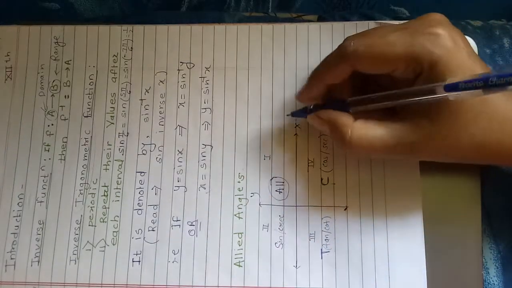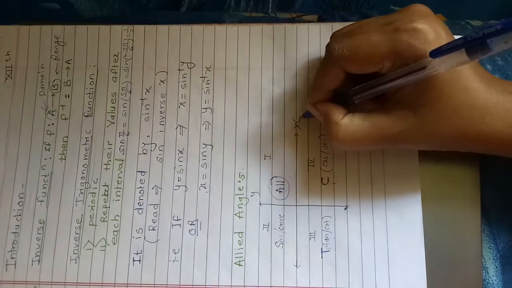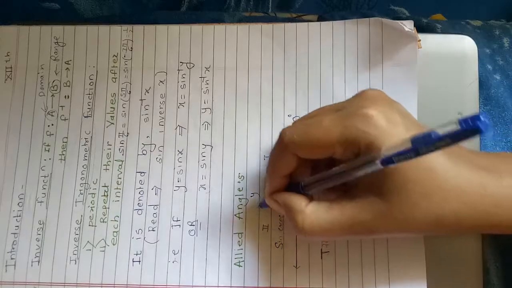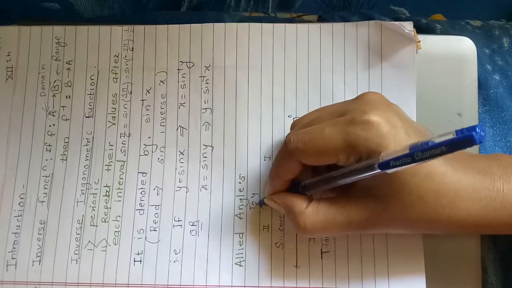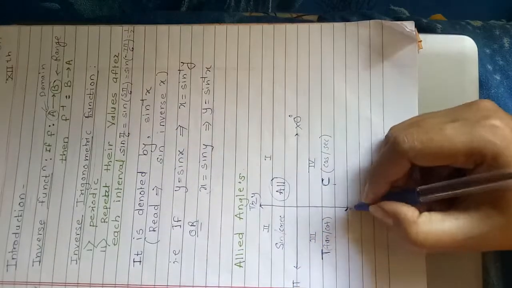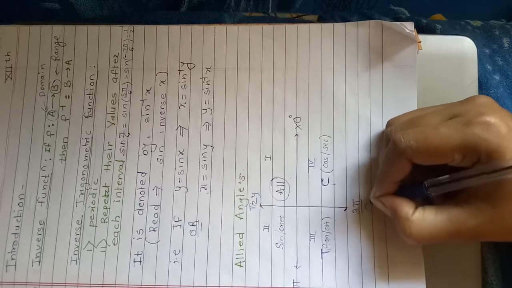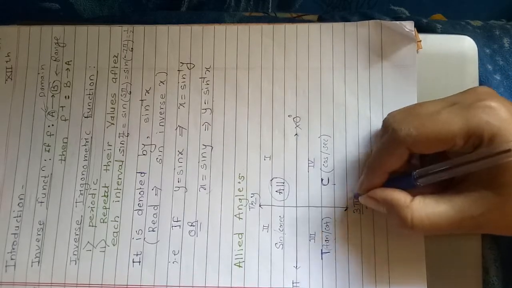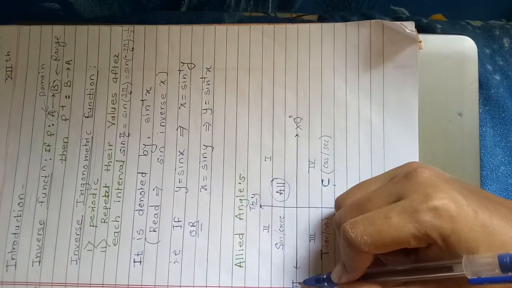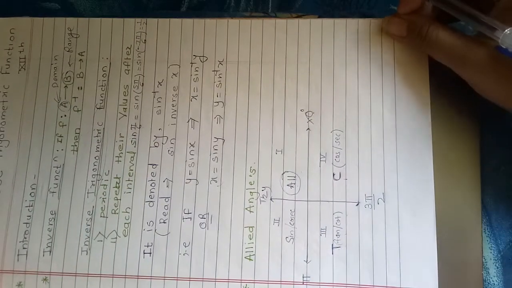Here the angle is 0 degree. On the y-axis the angle is 90 degree, which means in radian pi by 2. Here 180 means in radian pi. Here 270 degree means 3 pi by 2. All these angles are in radian: 0 degree, pi by 2 means 90, pi means 180, 3 pi by 2 means 270 degree.